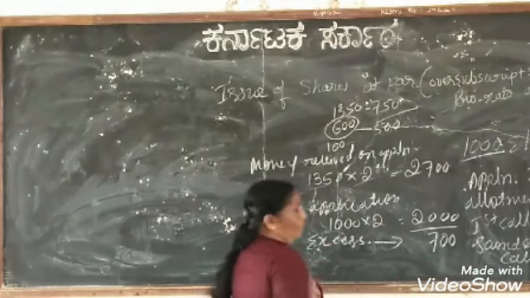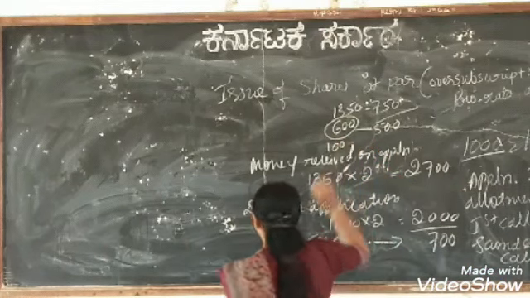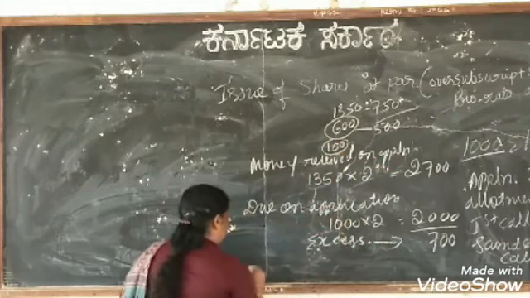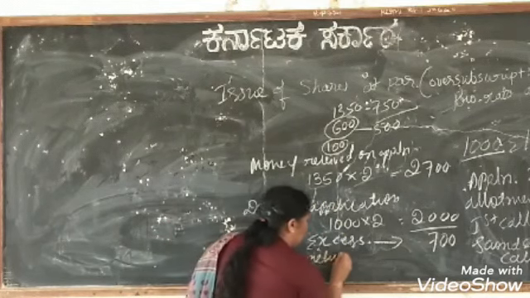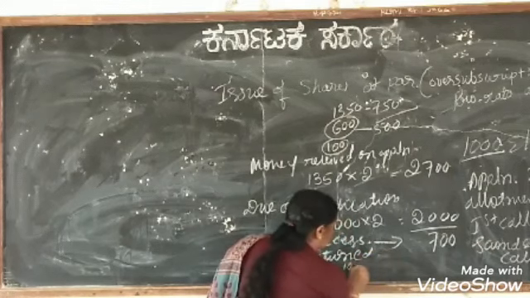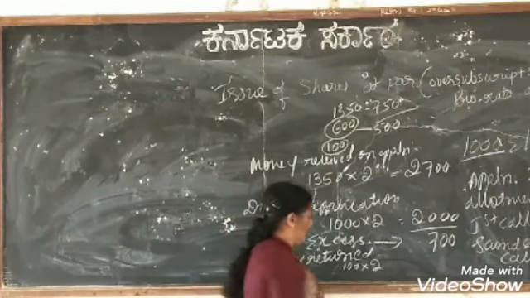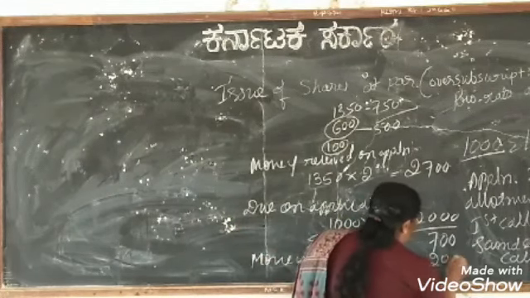That's why we directed that money be returned. So the money received on 100 applications was returned. So how much is the money returned? Money returned is on 100 applications, 2 rupees per application money. That is 100 into 2 is 200.